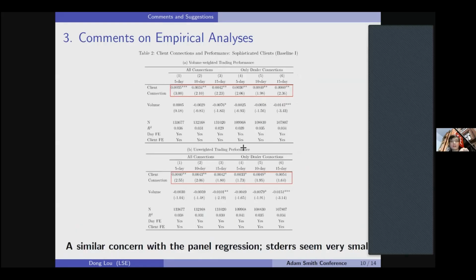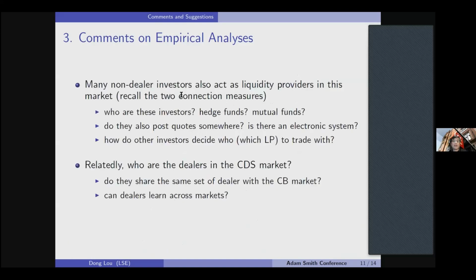Here's a very similar concern. Here the authors conduct a panel regression at the client-day level. Again, the point estimate is fairly small. We're looking at 0.35 bips in the next week with a Sharpe ratio of 1, right? A t-stat of 3 divided by the square root of 6, you get a 1.2, 1.3 Sharpe ratio. That implies again a very, very low standard error or portfolio volatility. Something to think about.